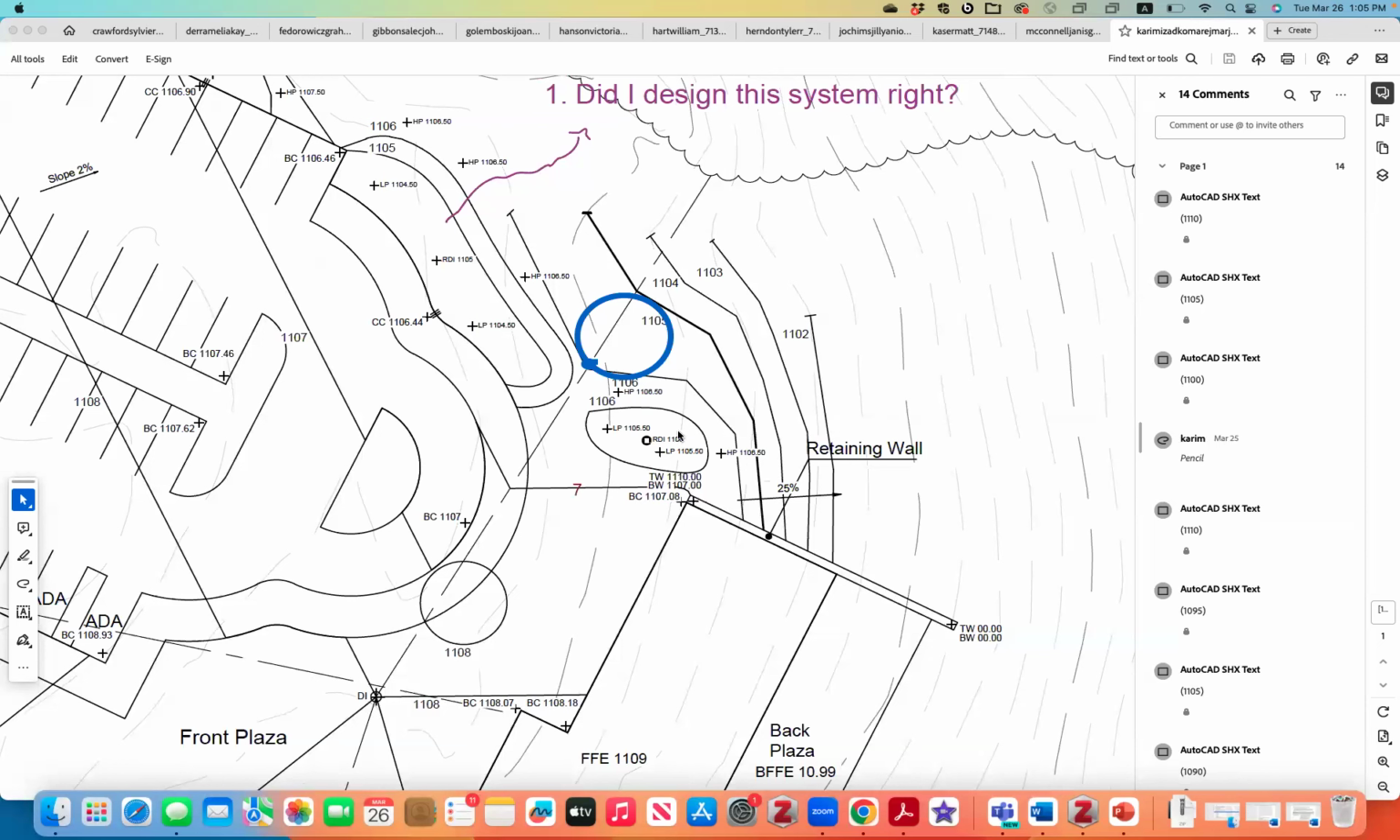So when you make the adjustment, you need to know the elevation. For instance, here, that would be 1106. Then your RDI will be a little bit lower, okay? And then the LP will be a little bit lower as well. But the relationship you have here between all your elevations, that is correct, okay?